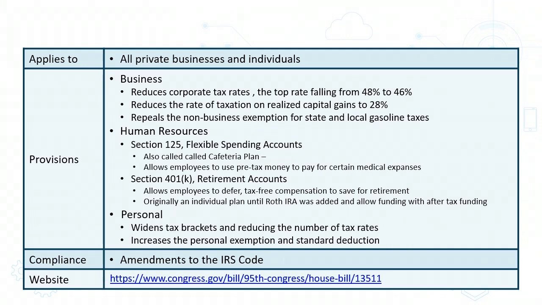Section 125, Flexible Spending or Cafeteria Benefit Plans, to allow pre-tax money to pay for qualified medical expenses. Section 401k, Retirement Accounts, which was originally pre-tax savings programs for private sector employees known as Individual Retirement Accounts, IRAs. This later expanded to a second plan known as a Roth IRA that permitted funding with after-tax money. Individual taxpayers also benefited with new individual tax rates, the general tax credit, changes in itemized deductions, and the capital gains tax.